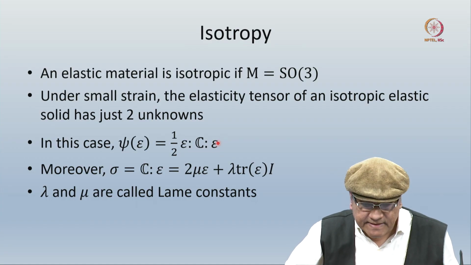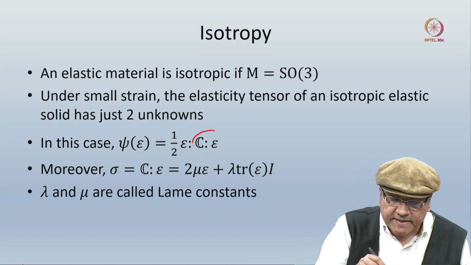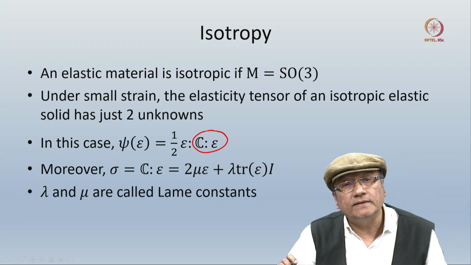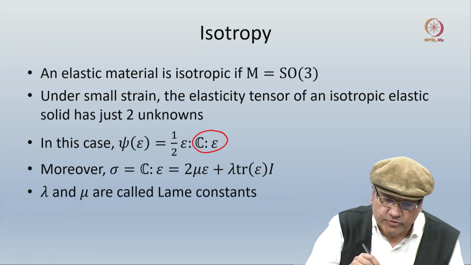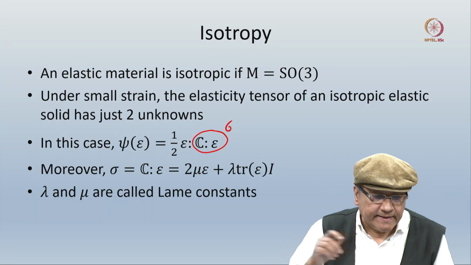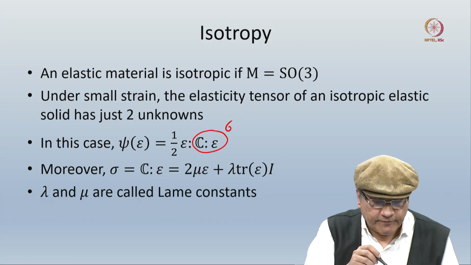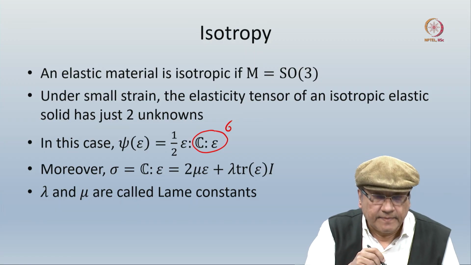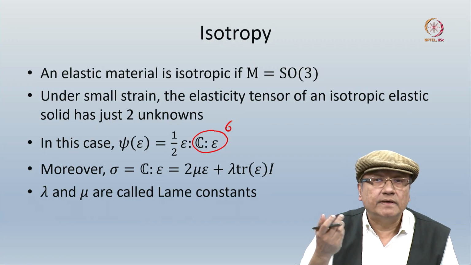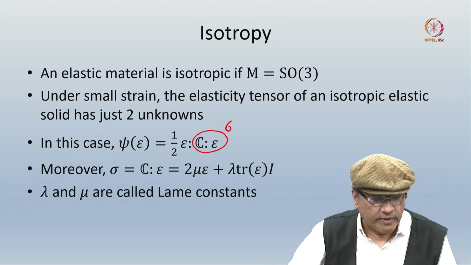You understand that C epsilon, this part, is essentially the stress, correct? This is the stress sigma. So basically, if we define stress this way, it is half of sigma inner product with epsilon. That is the density of free energy or strain energy, whatever.